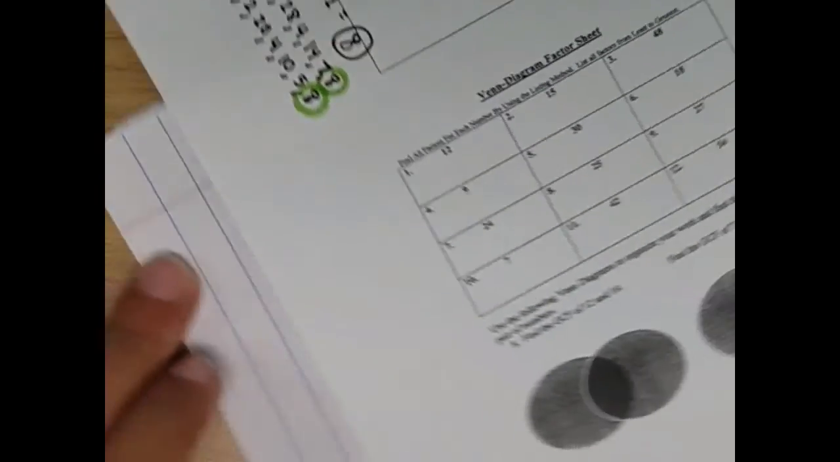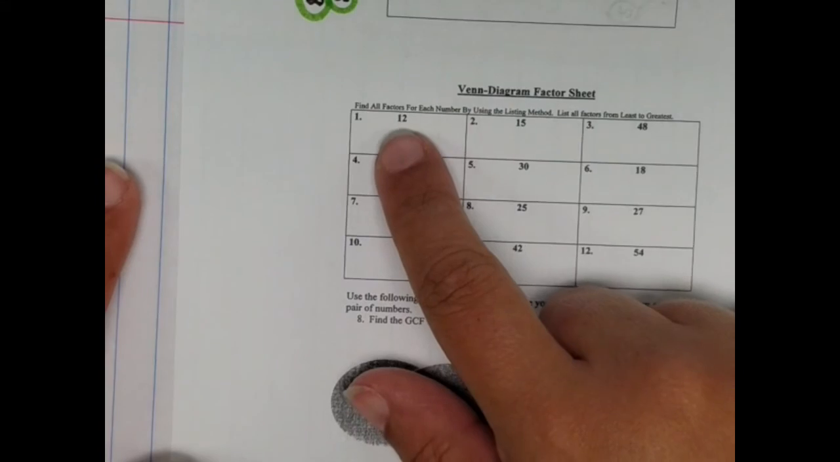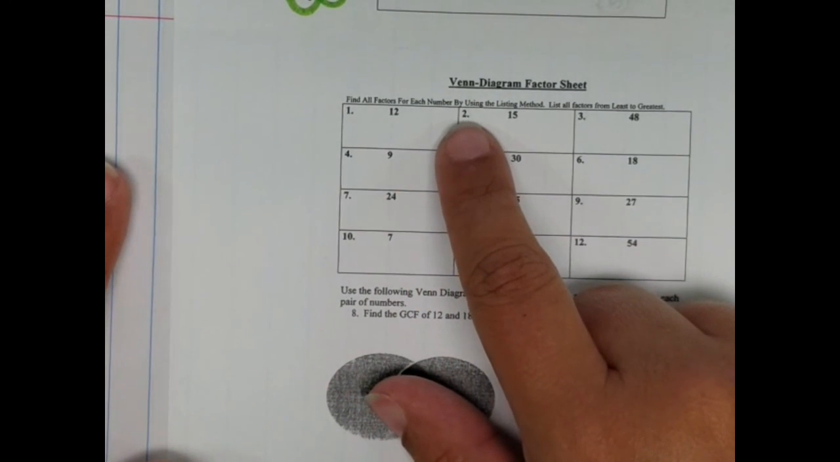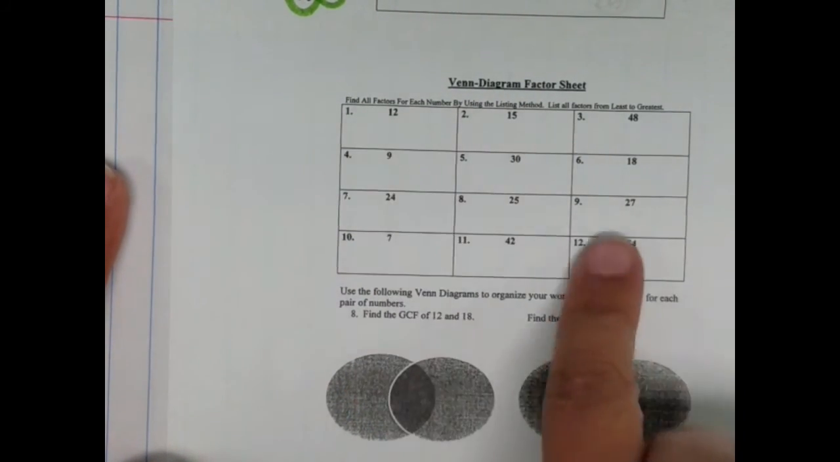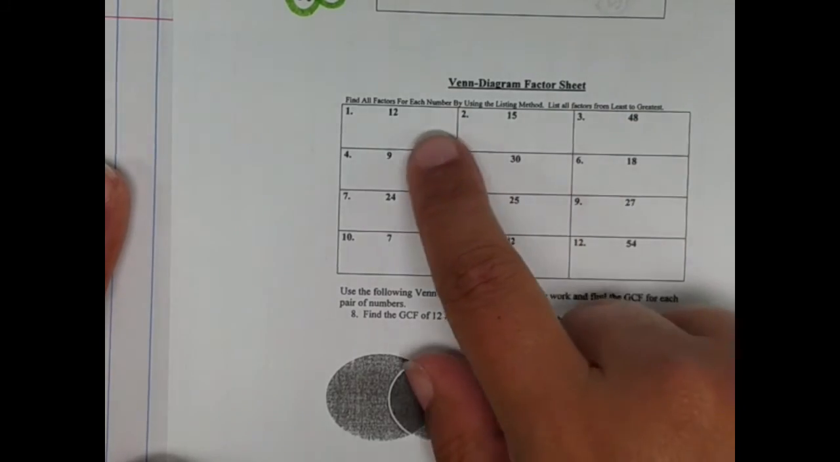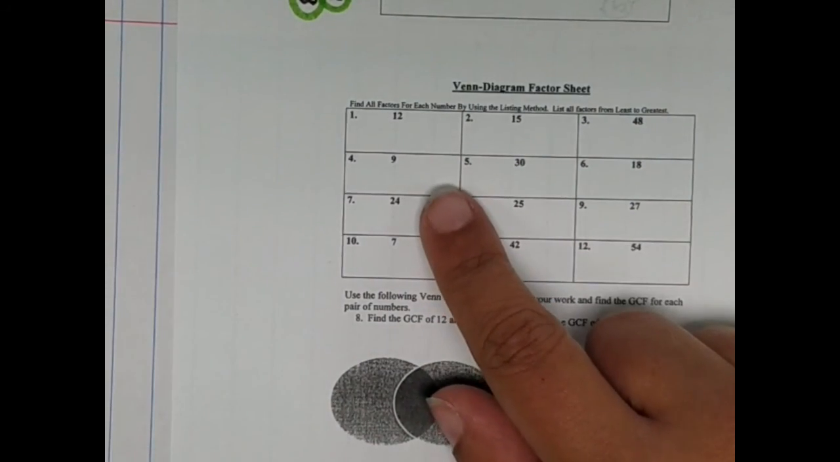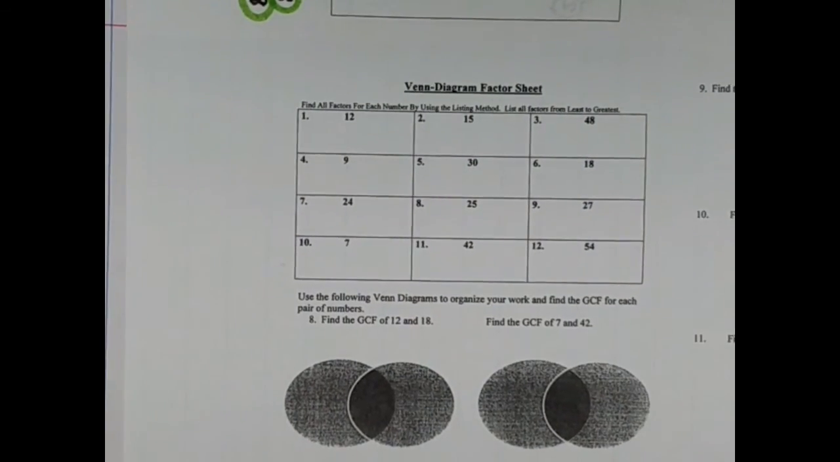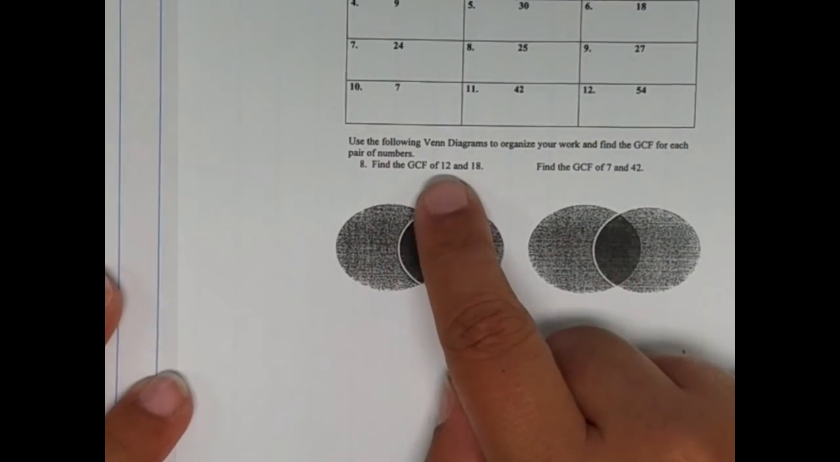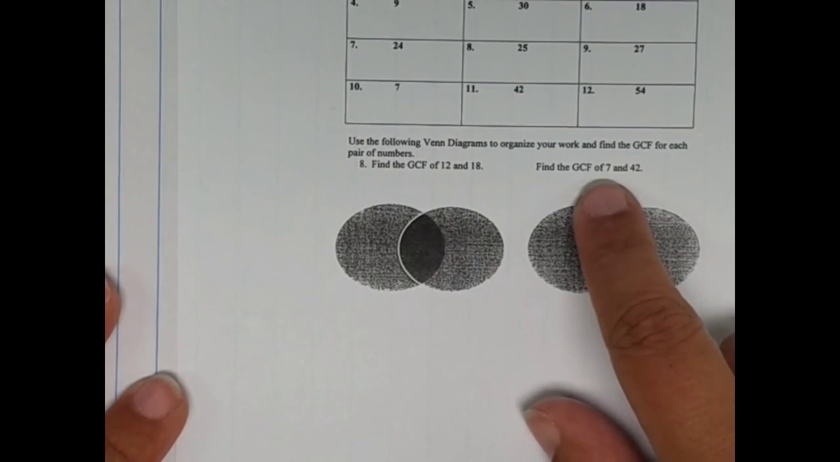All right, so your homework for tonight is I want you to, for 1 through 12, all you have to do is just give me all the factors of these numbers. Okay, you don't have to do a prime factorization or anything. But then when you come down here, I do want you to find the GCF of 12 and 18, 7 and 42, and then so on and so forth, so 9, 10, 11. So I do want you to finish these questions on here.